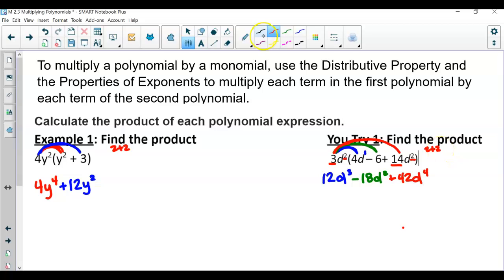Now, make sure to write your final answer in standard form. See how our exponents, the degree, needs to be decreasing. So 42d to the fourth power plus 12d cubed minus 18d squared. So that is your final answer in standard form.